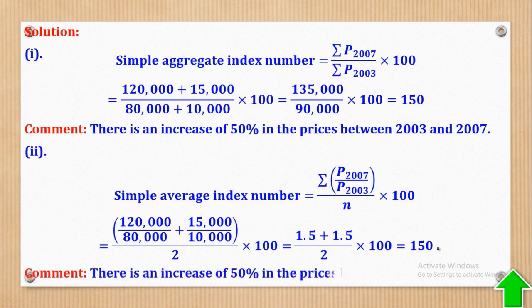They also told us to comment. So the comment will be, there is an increase of 50% in the prices between the base year and the current year. As simple as so. Basically, that is how they comment.